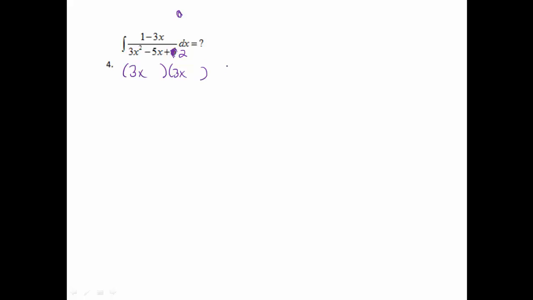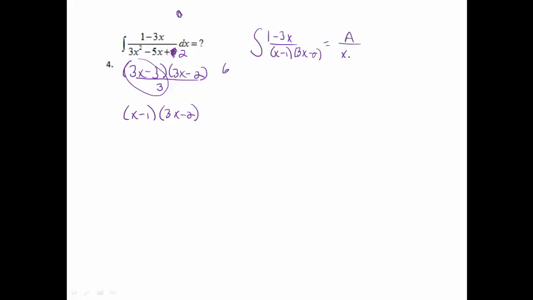I'll take 3 times 2, which is 6. Don't forget we have to divide out the extra 3. What times what gives me 6, but adds to give me negative 5? That would be negative 3 and negative 2. We'll divide the 3 out of the first one, so this will be x minus 1 times 3x minus 2. So it does factor. So we are going to rewrite 1 minus 3x over x minus 1 times 3x minus 2 as A over x minus 1 plus B over 3x minus 2.